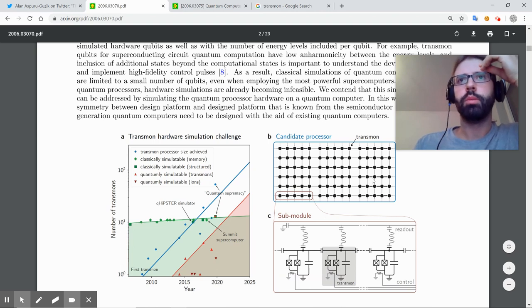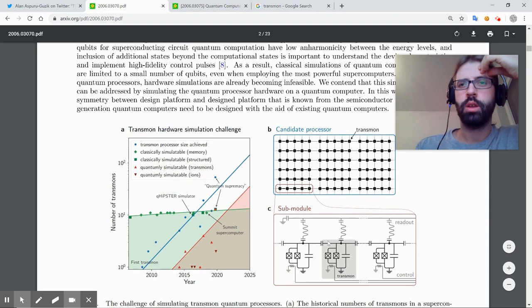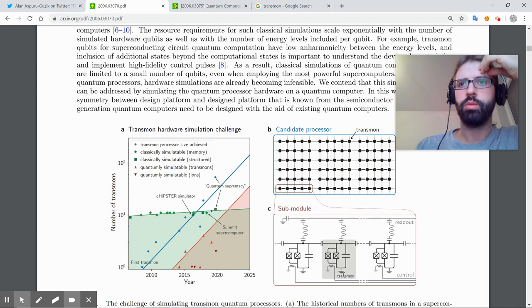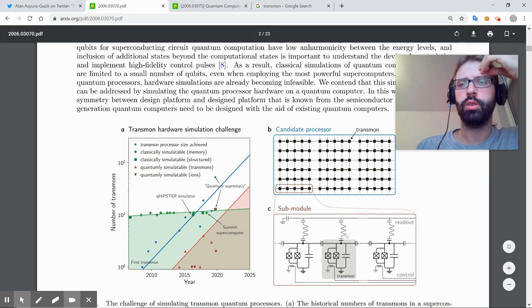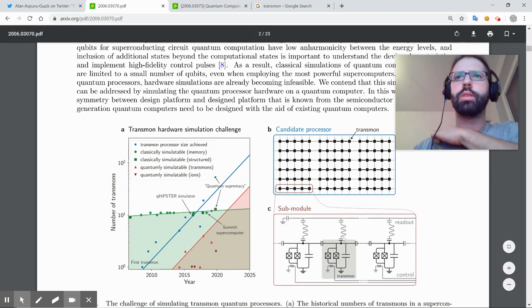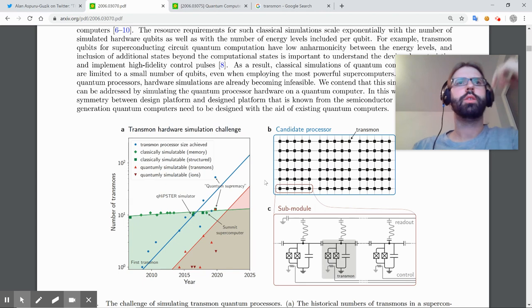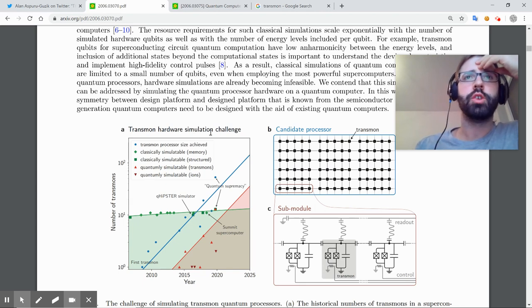And so you've got a processor in here, and each of those things is a module. Then this is a transmon, this is the actual qubit. And then whatever is being used to read out stuff. So the transmon hardware simulation challenge. Transmon processor size achieved.